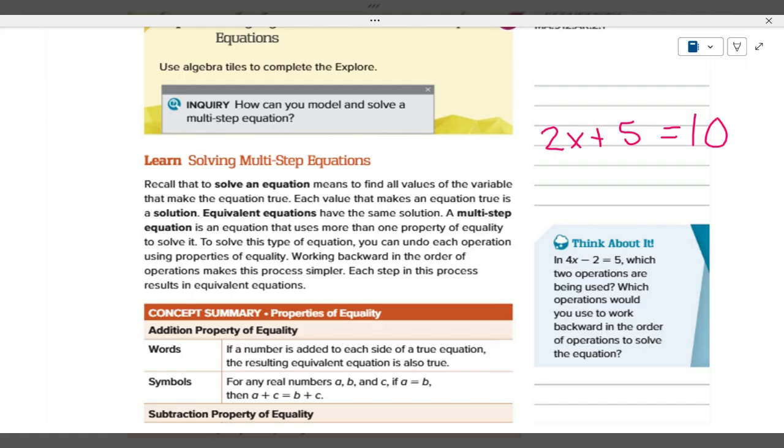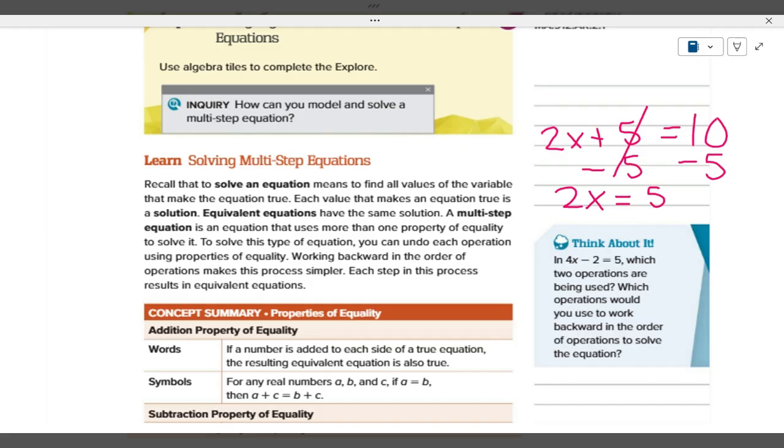We want to get x by itself, and right now we're adding 5 to x. So the opposite of adding 5 would be to subtract 5. And whatever you do to one side, you do to the other. This is known as a property of equality. We're trying to keep this balanced. So whatever we do on one side, we have to do to the other. Okay, that would leave us with 2x is equal to 10 minus 5, which is 5.